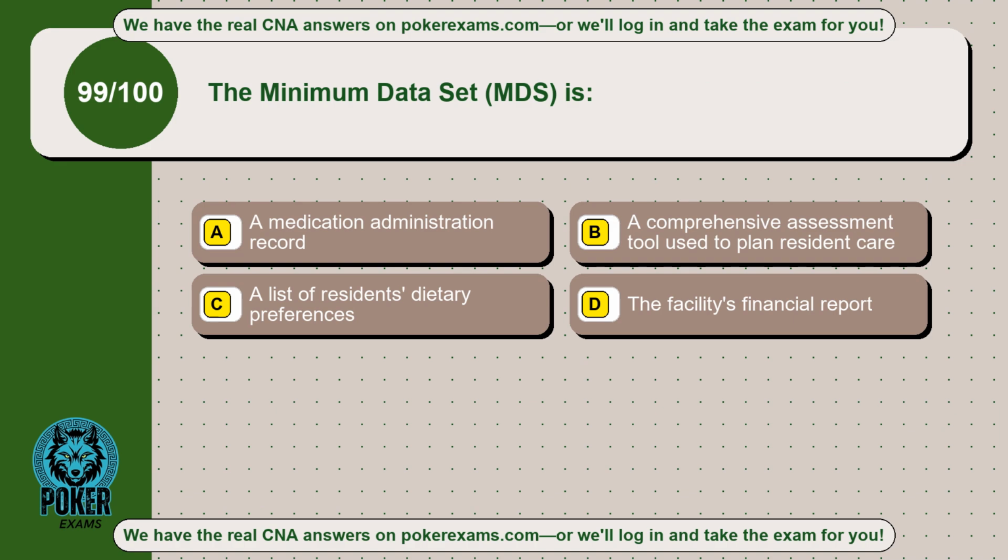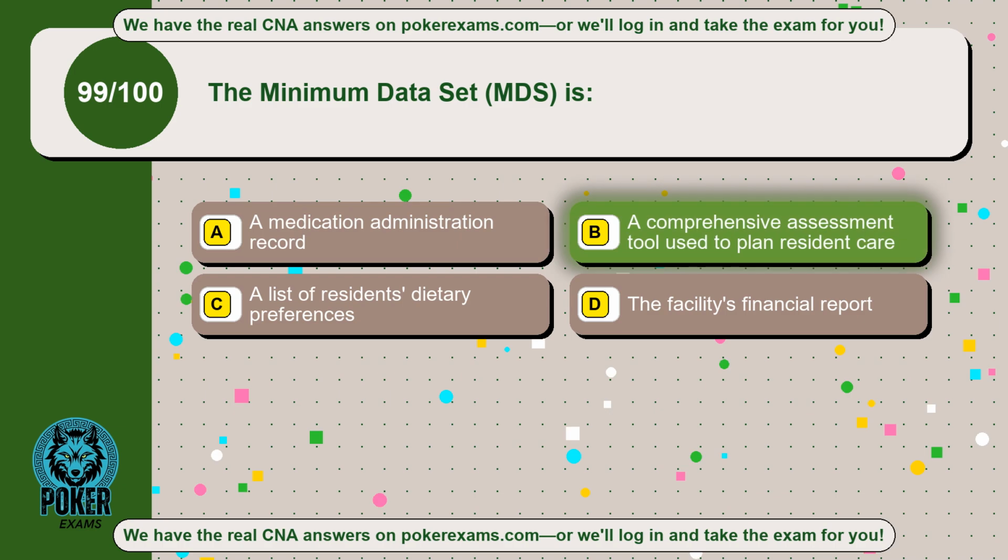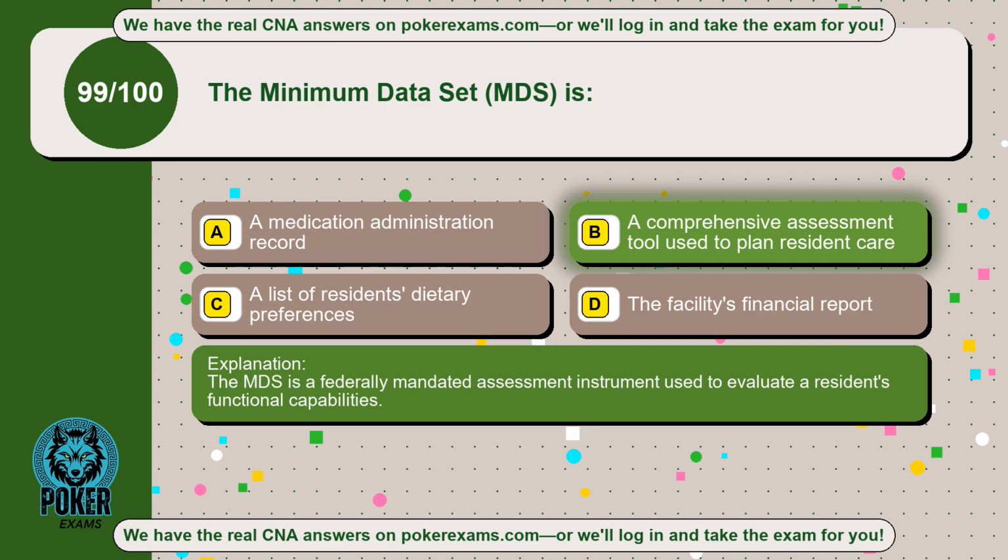Question 99. The minimum data set, MDS, is: Option A, a medication administration record. Option B, a comprehensive assessment tool used to plan resident care. Option C, a list of residents' dietary preferences. Option D, the facility's financial report. The correct answer is option B. A comprehensive assessment tool used to plan resident care. The MDS is a federally mandated assessment instrument used to evaluate a resident's functional capabilities.